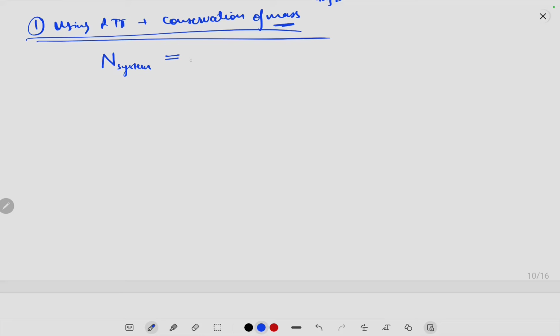So then N of system is the mass of the system. Then if this is the case, what would be eta? Eta was nothing but N system by mass of the system. So this is mass by mass, which would become 1. So eta is 1 for this case when your N system is mass, right?